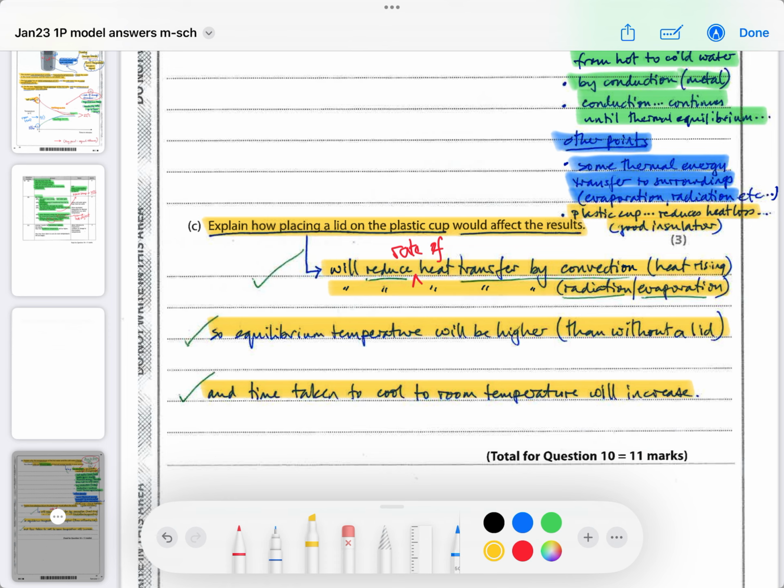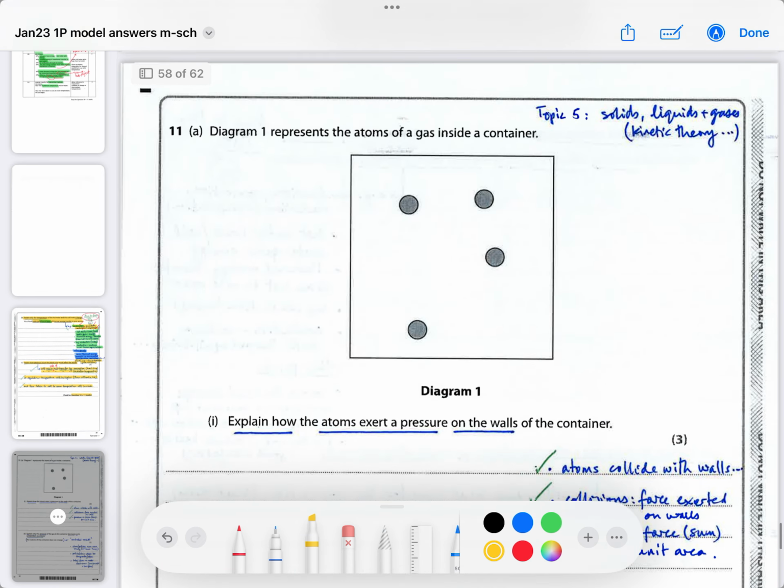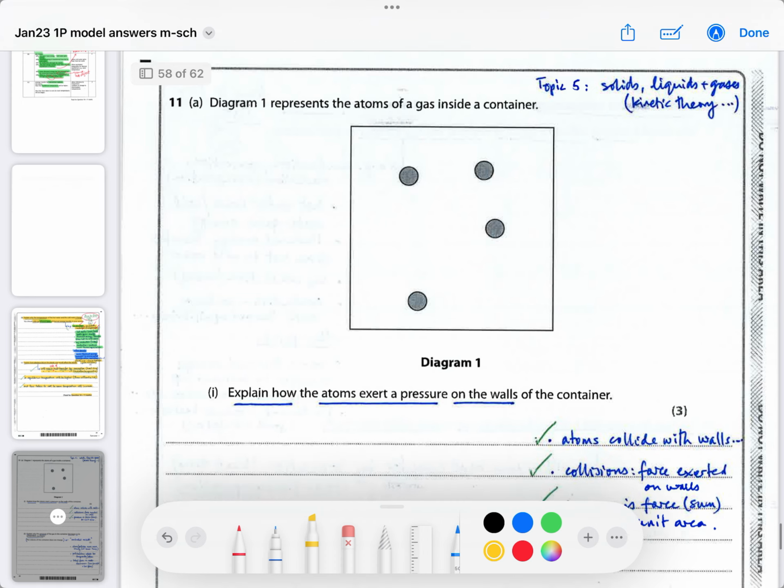And here is question 10, and we've done another 11 marks. There's only one question left to do, and then you'll see it's linked. So this is mainly on solids, liquids, and gases, and mainly on the kinetic theory of gases. This comes from topic 5, but the main focus is on kinetic theory. Kinetic means movement. So we're looking at what happens.